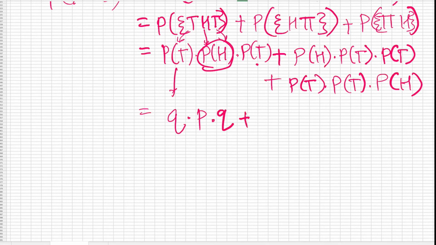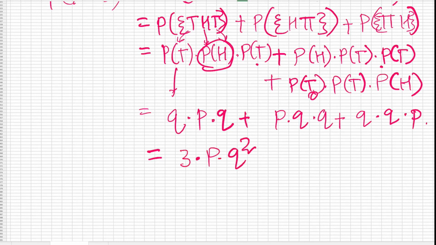Again we have PH as P, PT which is Q, and again PT which is Q, plus PT once again Q, PT once again Q, and PH which is P. So we have 3PQ square, because in each of the terms we have 2 times Q and 1 time P, so we are adding them, and as a result we find it.